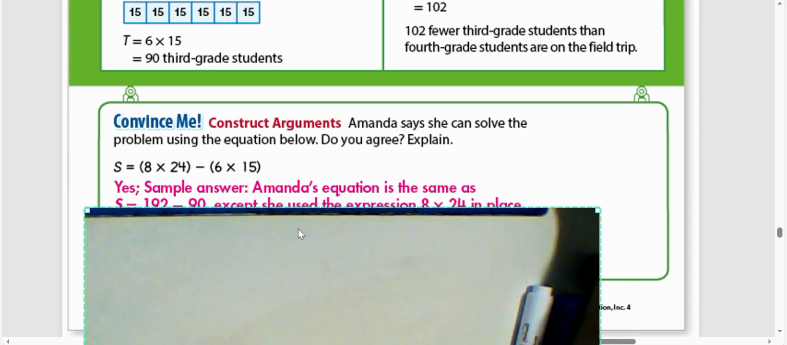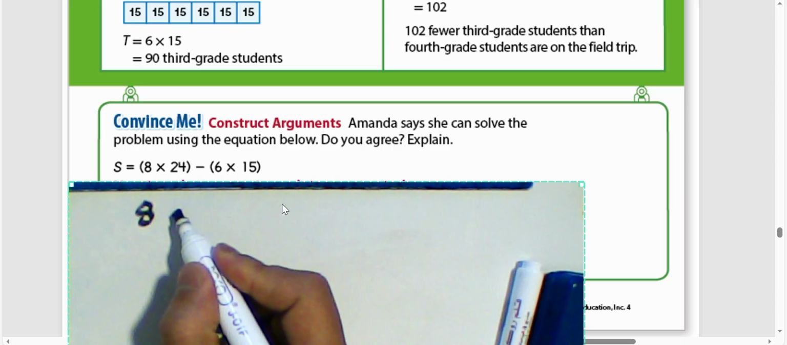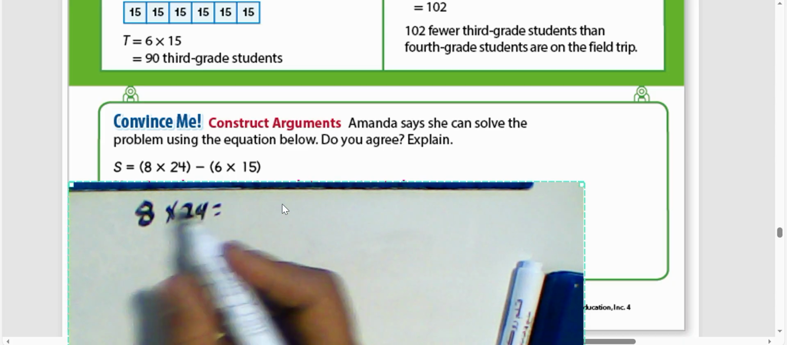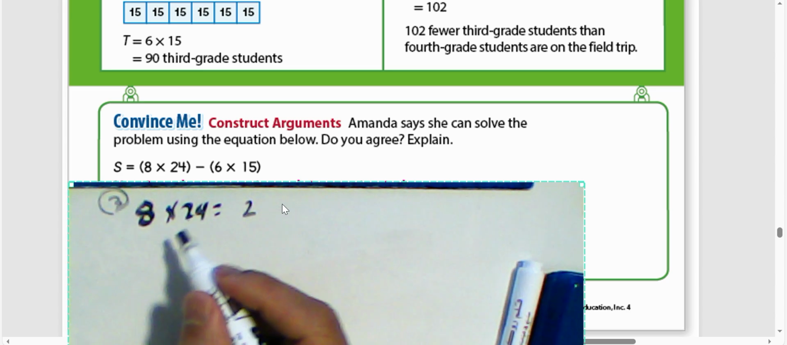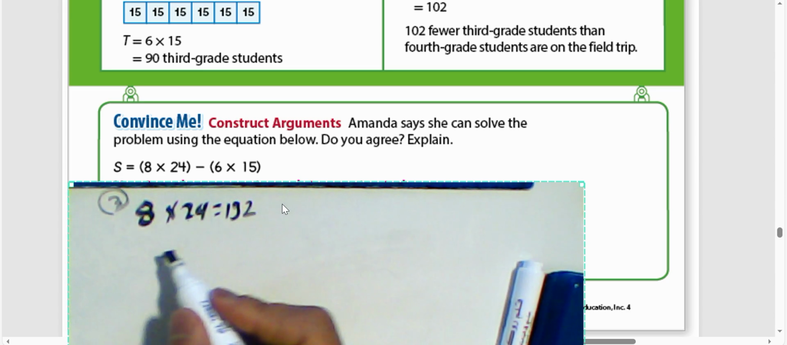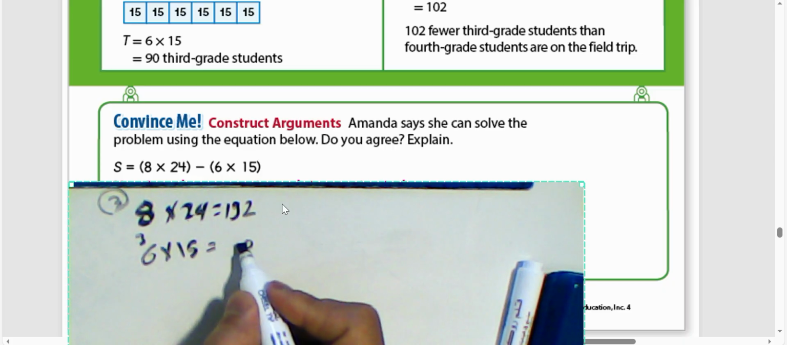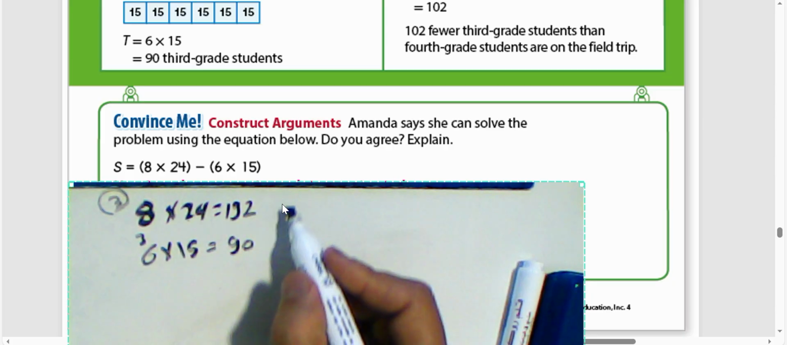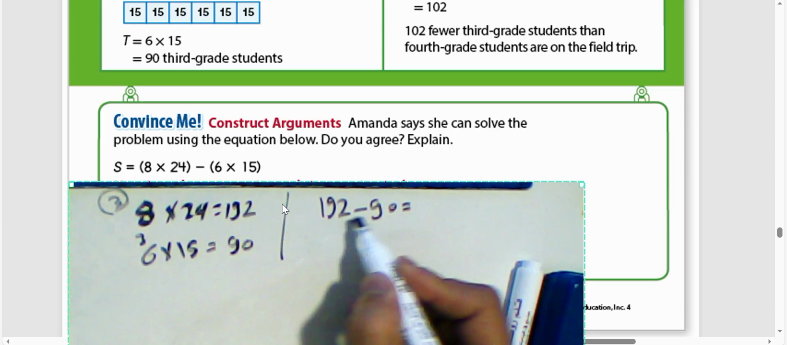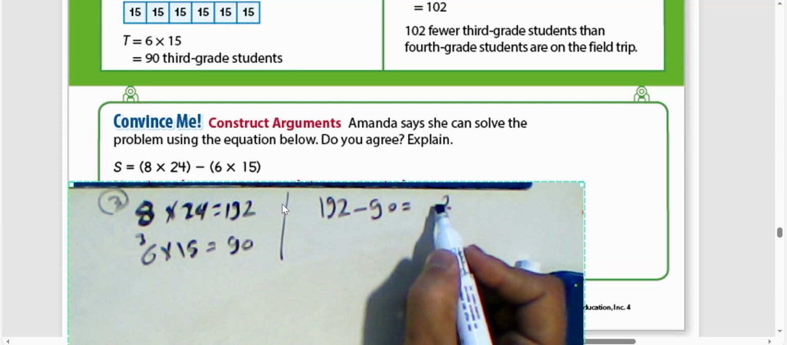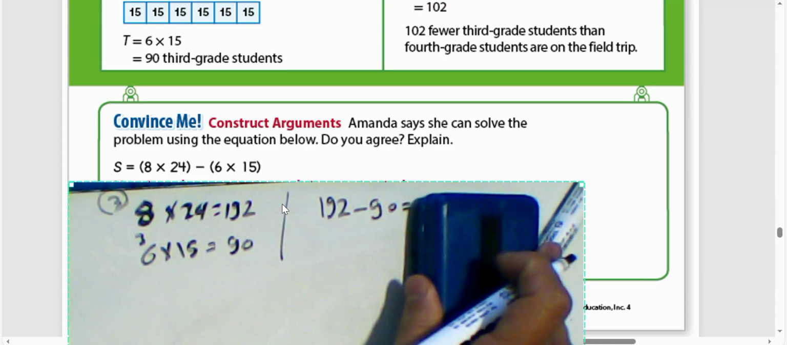Okay, I will explain the steps down here about this operation. 8 times, look at here, 8 multiplied by 24. 4 times 8 equals 32, write 2 and carry 3. 2 times 8 is 16 plus 3 equals 19. And 6 times 15. 5 times 6 is 30, write 0 and carry 3. 1 times 6 is 6 plus 3 equals 9. The result will be 90. Then we can find the difference between them. 192 subtract 90. 2 minus 0 is 2, and 9 minus 9 is 0, and write 1. The result will be 102. Then the difference between them is 102.